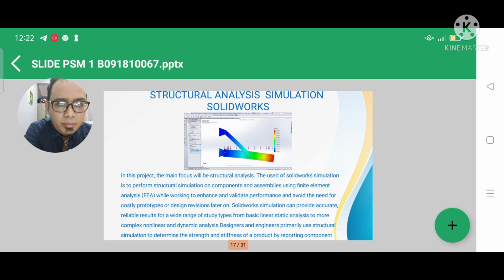SolidWorks Simulation can provide accurate, reliable results for a wide range of study types, from basic linear static analysis to more complex non-linear and dynamic analysis. Designers and engineers primarily use structural simulation to determine the strength and the stiffness of a product by reporting on the component.